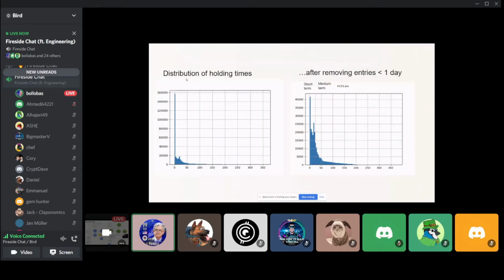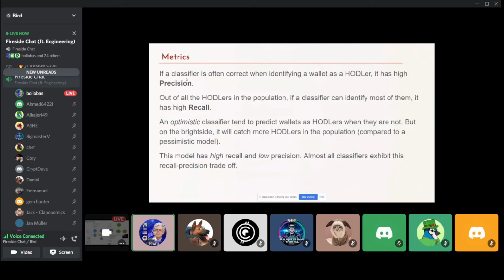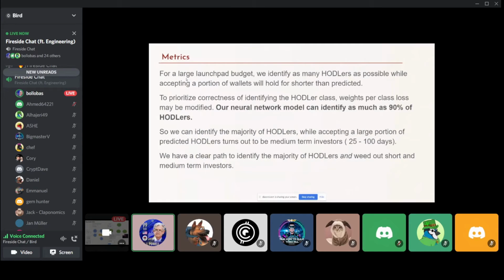So coming back to this distribution of holding times, hodlers are quite rare. If we think about the mass under each partition of this distribution, hodlers are more rare to find than the other two classes. In fact, about 60% of all wallets exhibit this short-term behavior. Okay, so yeah, let's keep going.